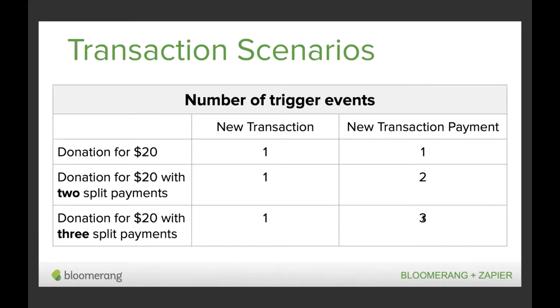So now that we've talked about the events in Bloomerang that could trigger a workflow to start, or trigger a Zap to start, let's talk about the actions available in the Bloomerang Zapier app. And so these are the actions if we are flowing data into Bloomerang that we could take.